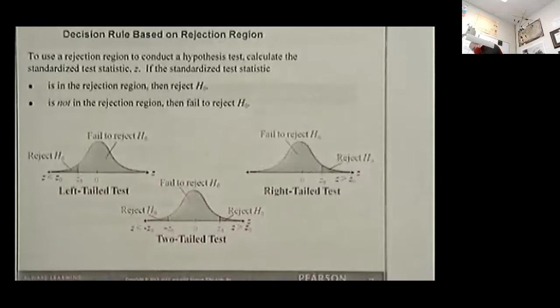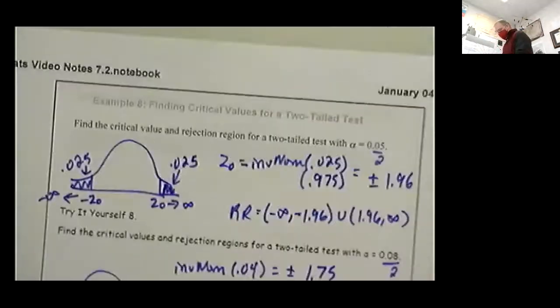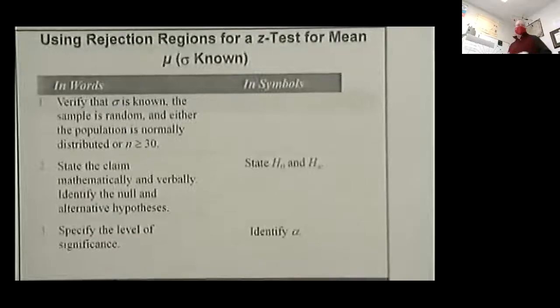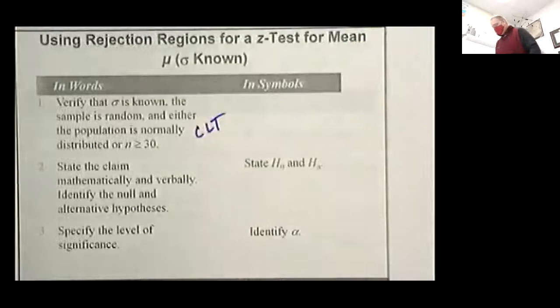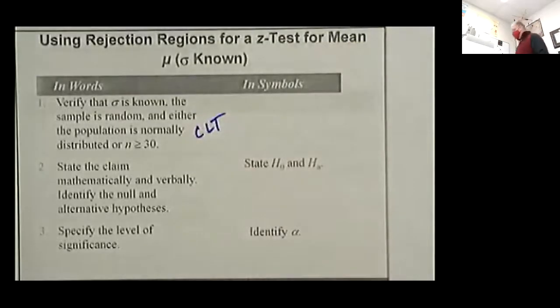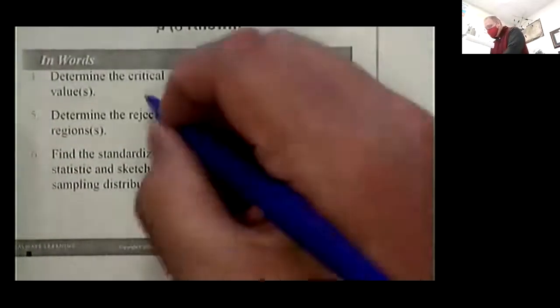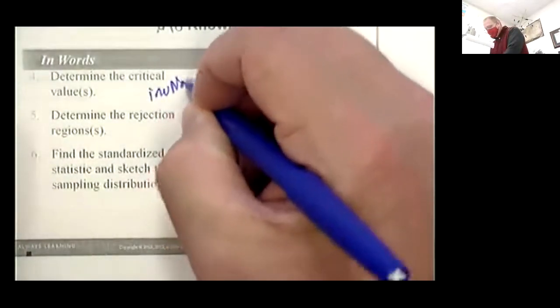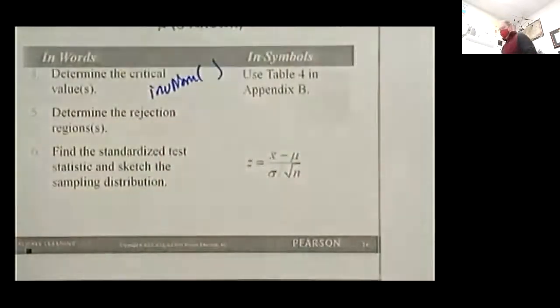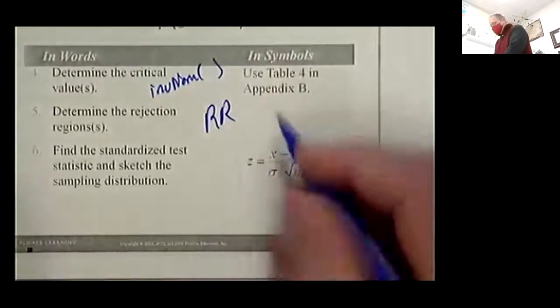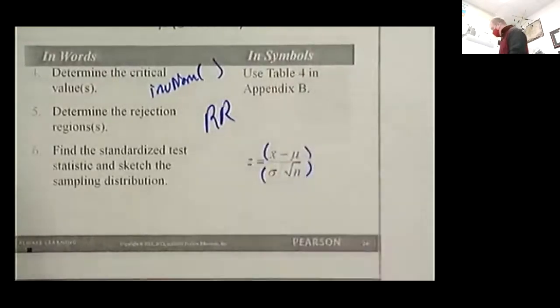And so let's run through the steps again that we're going to use for rejection region hypothesis test. Again, we want to do our central limit theorem, make sure that applies. State our null and alternative, that's the same. Find our alpha, that's the same. Determine our critical values. Again, for this, we're going to use inverse norm. Determine the rejection region, that's our RR. Find our test statistic, that's the same. Again, we're going to use parentheses to do that.